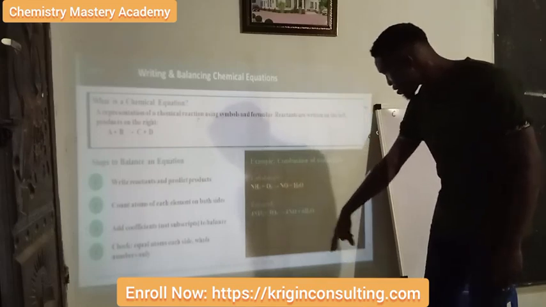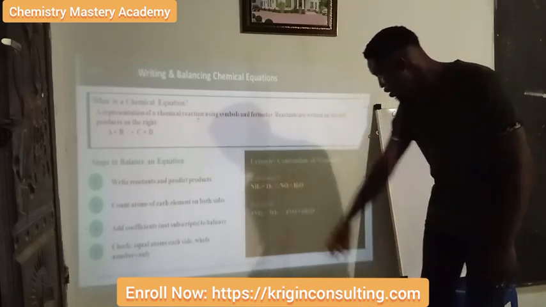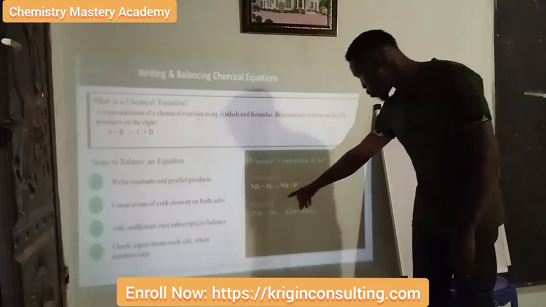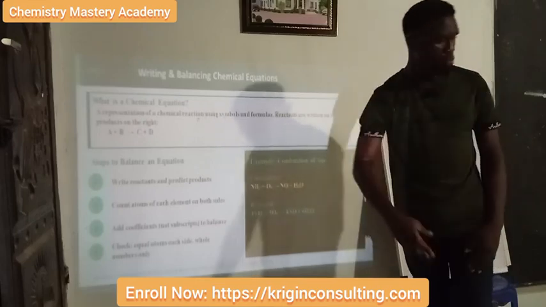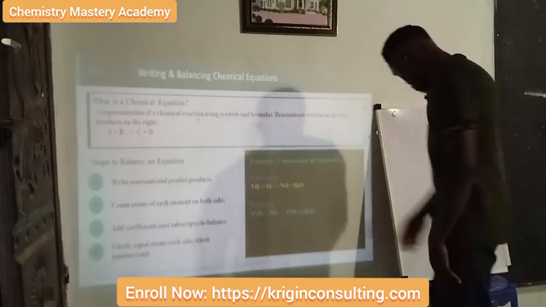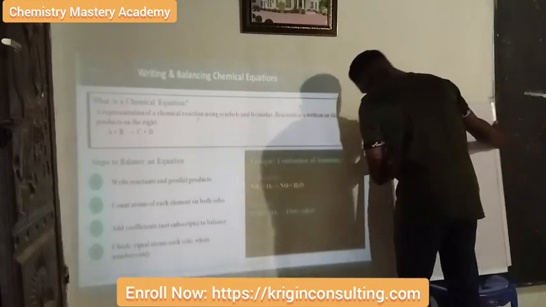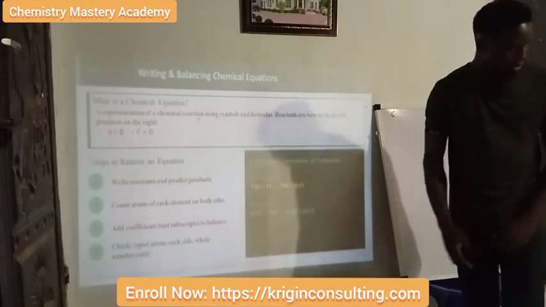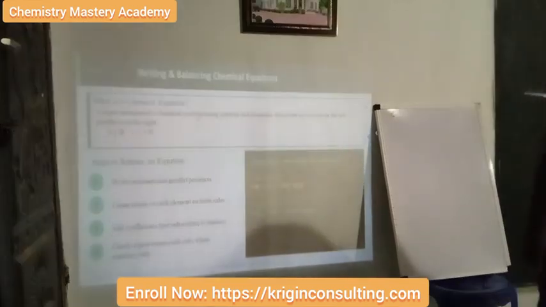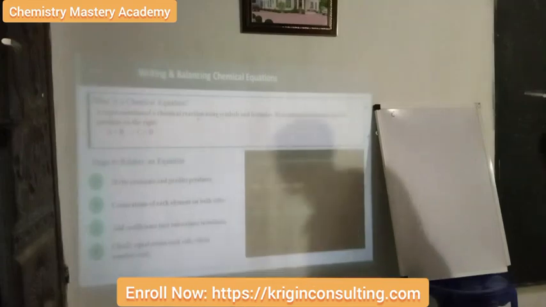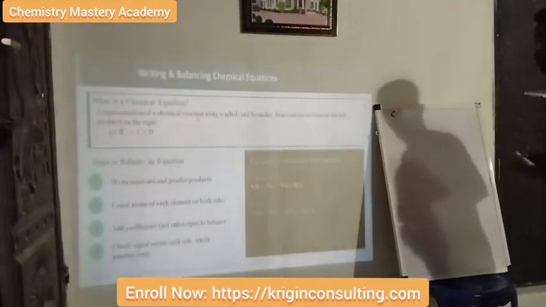NH3 plus O2 giving us NO plus H2O. Alright, so let's do some calculations. Let me get my marker. Where's my marker? Okay, here it is. So let's do some work.